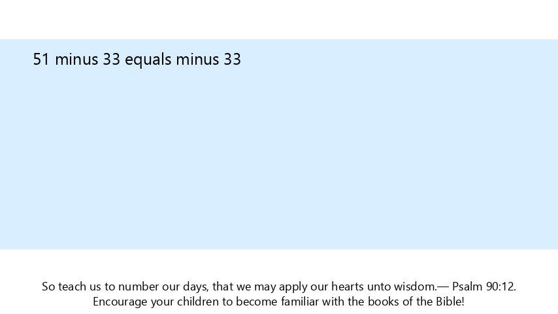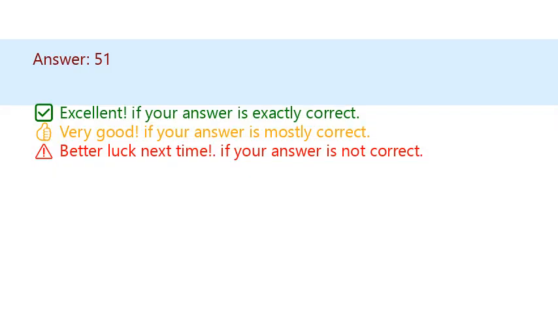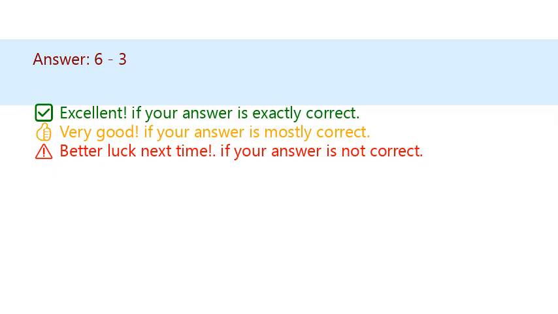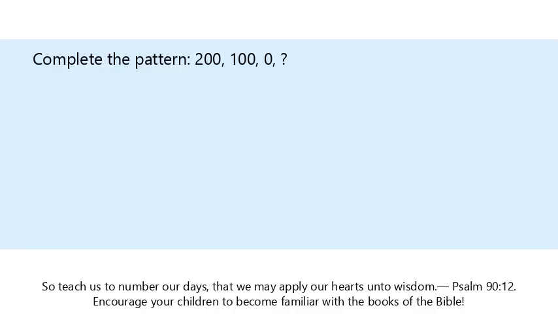51 minus 33 equals blank minus 33. Answer: 51. Start with 6 apples, take away 3. Express in sentence. Answer: 6 minus 3. Complete the pattern: 200, 100, 0.